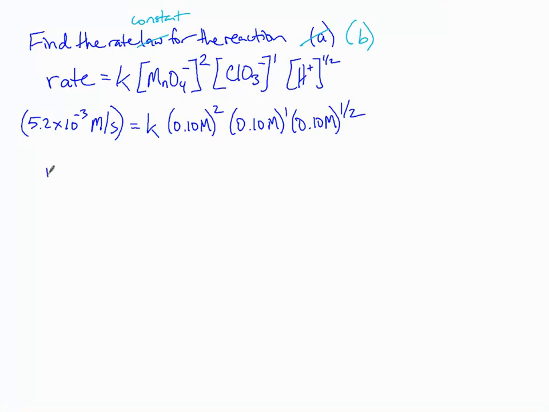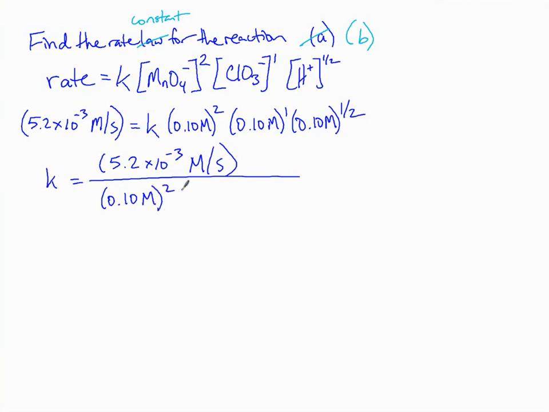All right, so when we solve for K, we have K equals, and I'm going to flip this around. So on top we have 5.2 times 10 to the minus third molar per second. On bottom we have 0.10 molar to the second power, 0.10 molar to the first power and 0.10 molar to the 1/2 power. And so once we put all this in our calculator, we find the rate constant is 16.4.